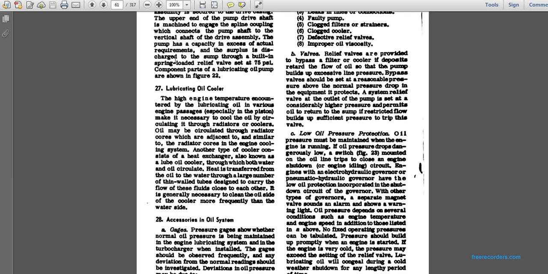Lubrication oil cooler. High engine temperatures are encountered with the lubrication oil in the engine passages, especially the pistons, so it is necessary to cool the oil, circulating it through the radiators and coolers. Oil may be circulated through a radiator adjacent to, or similar to, the radiator core of the engine cooling system. Any type of cooler consists of a heat exchanger, also known as the lube oil cooler. Though both water and oil circulate, the heat is transferred from the oil to the water through a large number of thin walls designed to carry the flow of the fluids close to each other. It is generally necessary to clean the oil side of the cooler more frequently than the water side.